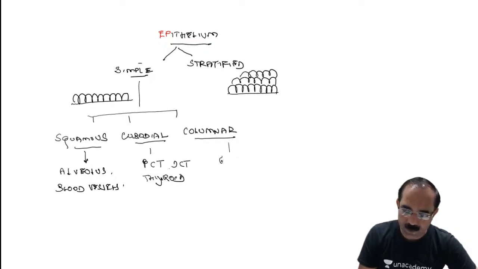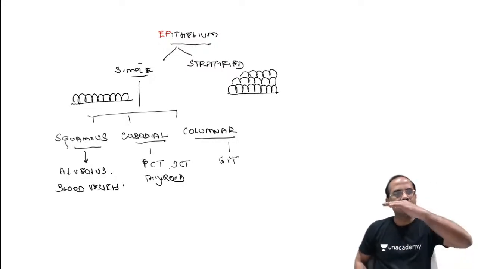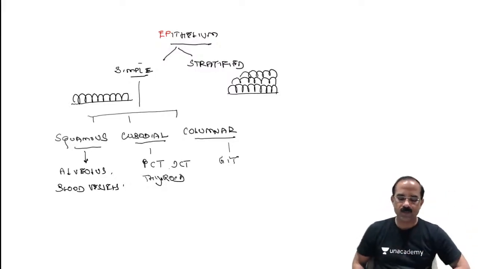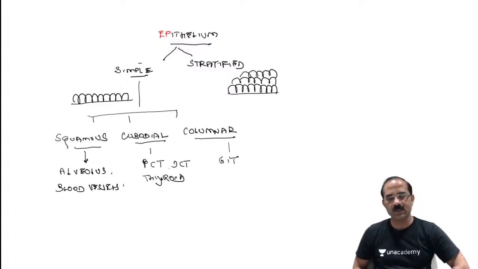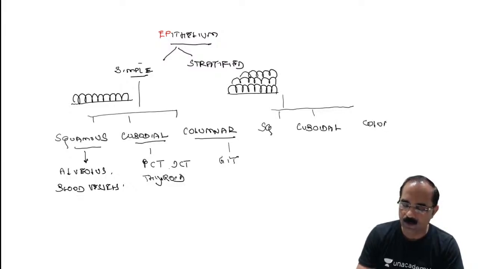Simple columnar epithelium you get in the GIT. So simple squamous epithelium lines the alveolus and the blood vessels. Simple cuboidal epithelium is in the PCT, DCT, the thyroid gland, and simple columnar we get in the GIT. Stratified epithelium is again of three types: stratified squamous, stratified cuboidal, and stratified columnar. Stratified squamous is of two types: keratinized and non-keratinized.